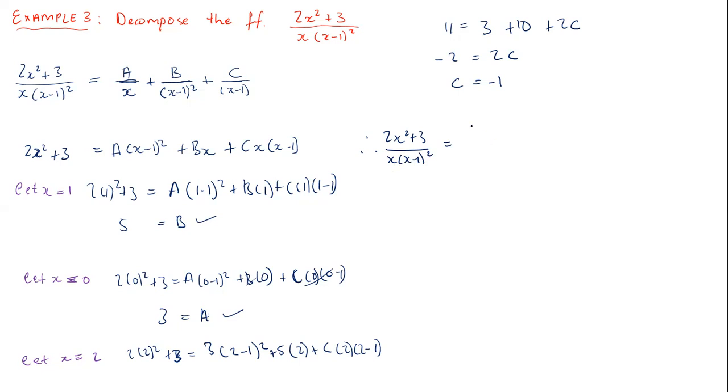The value of a is 3 over x. What is the value of b? The value of b is a positive 5 over what? It's 5 over (x - 1) to the power of 2. And then what is the value of c? C is negative 1. So here I'm going to have negative 1 divided by (x - 1). And therefore now my fraction is decomposed. Okay. All right.